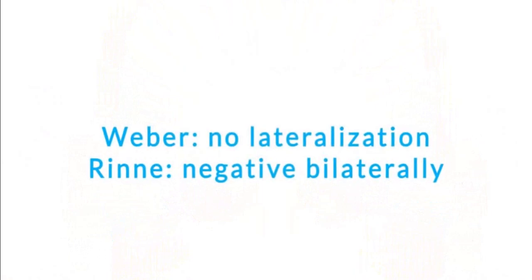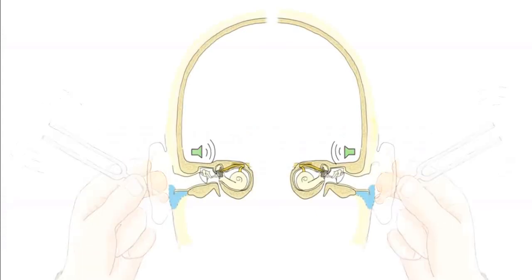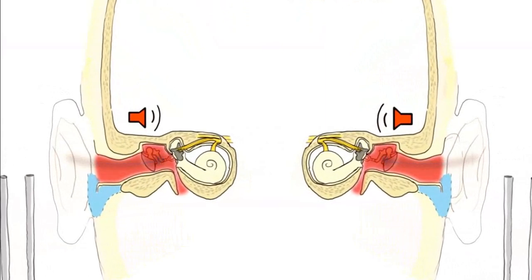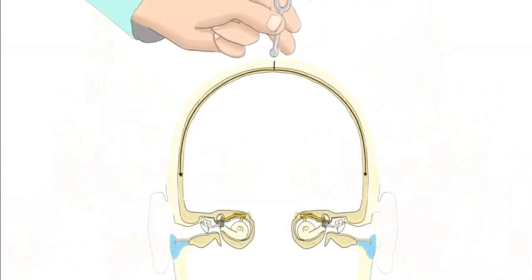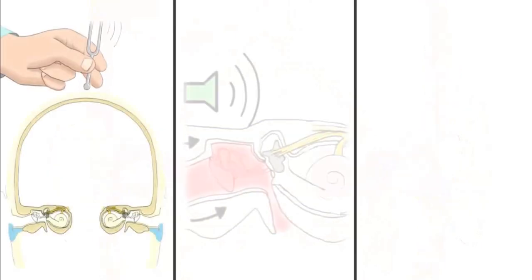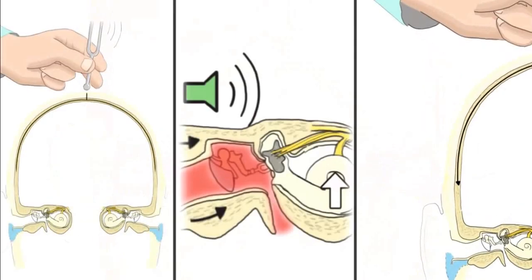Weber, no lateralization. Rinne, negative bilaterally. Contrary to the last case, the bilaterally negative Rinne test means that air conduction is inferior to bone conduction on both sides, indicating conductive hearing loss. The unremarkable Weber test points to a symmetrical conductive hearing loss. Bilateral conductive deafness. The Rinne and Weber tests are easy and quick methods for differentiating simple forms of conductive and sensorineural hearing loss.